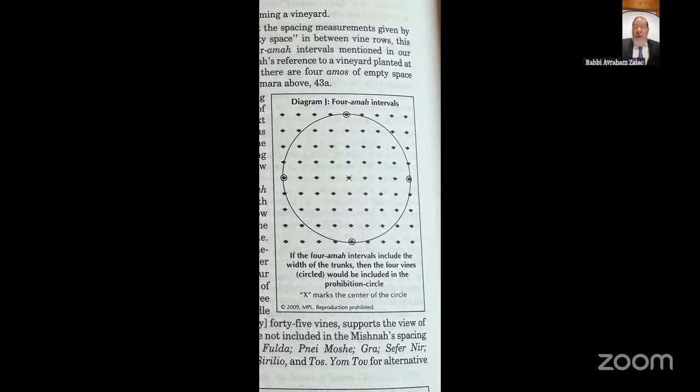Why not? Because the 4 amos that we are speaking about, the Rebbe said the words 4 by 4, is always excluding the trunks. And it has to be that way. If not, there'll be more than 45. And just like the Gemara above, when we learned about the 8 amos, Abaye says, yes, the 8 amos is excluding, it all fits together.